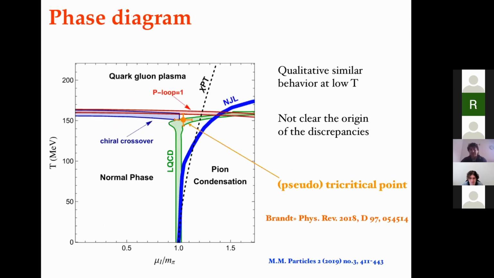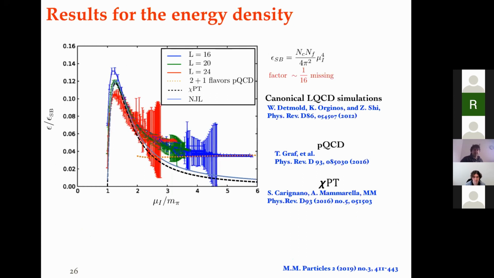Then you can put the system at non-vanishing temperature, and you can still compare the results. But as you can see, the agreement between the NJL model, which is still the blue line here, the pion condensate and Lattice QCD results is less good. There's a lot of work that has to be done in this direction to improve the agreement between these three methods.